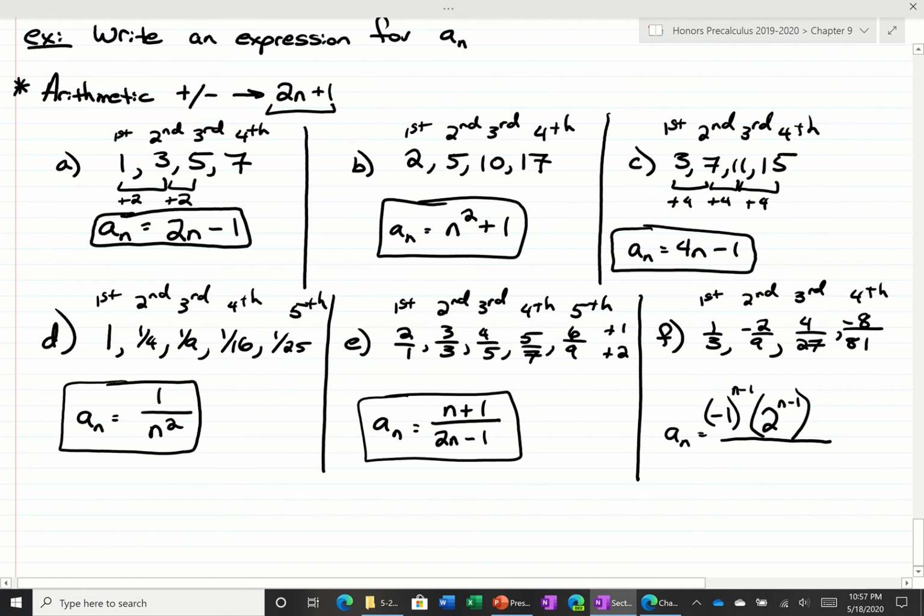Now let's look at the bottom. Looks like 3, 9, 27, 81. Those are all powers of 3. 3 to the n would give us what we're looking for. All right, maybe a couple more.